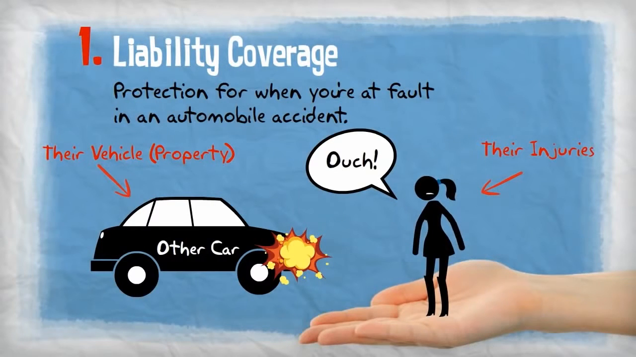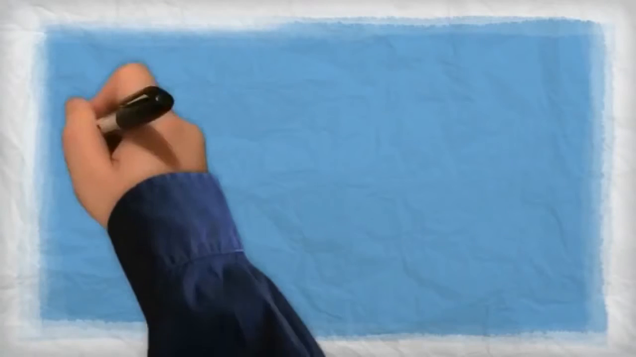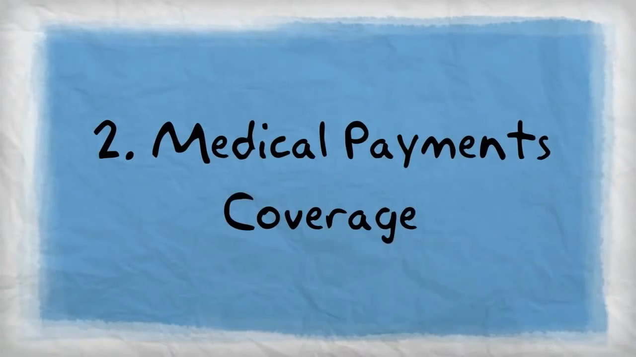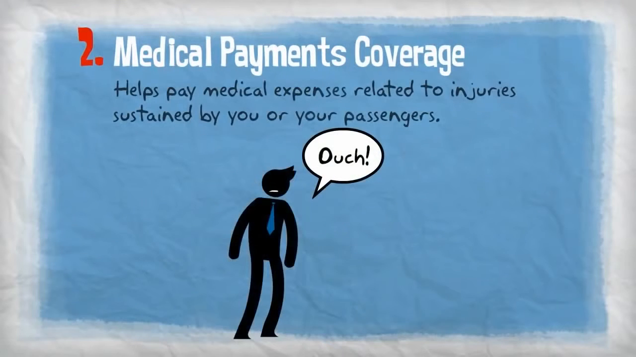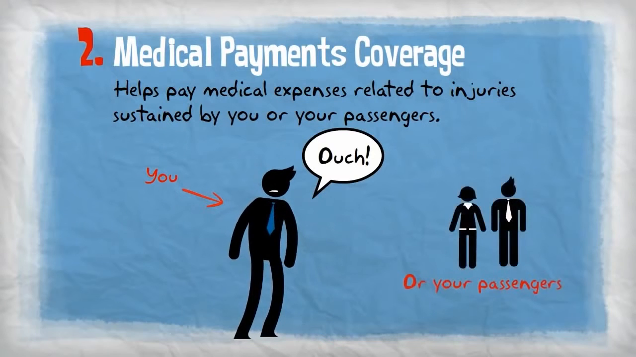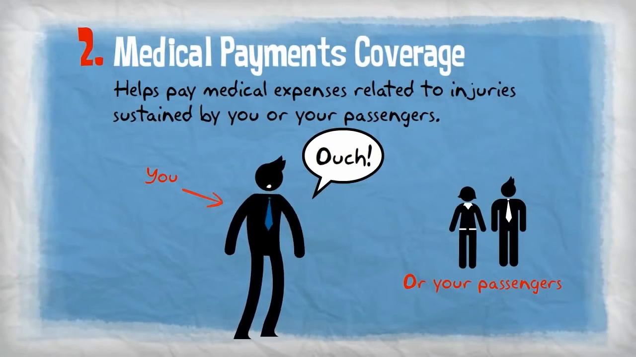And yes, I said their injuries, not your own, which leads us to our second coverage, medical payments coverage. Because liability coverage only provides coverage for injuries caused to the other people involved, you'll need medical payments coverage to help pay medical expenses related to injuries sustained by you or your passengers in an accident. This coverage comes into play no matter who is at fault.